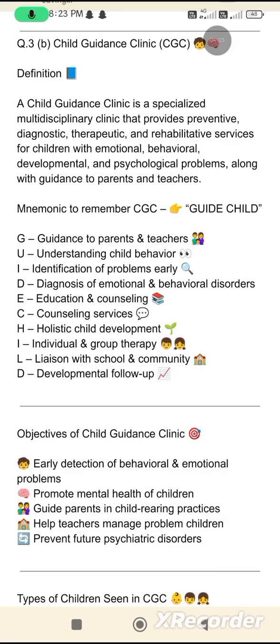What is Child Guidance Clinic? Child Guidance Clinic is a specialized multidisciplinary clinic that provides preventive, diagnostic, therapeutic and rehabilitative services for children with emotional, behavioral, developmental and psychological problems along with guidance to parents and teachers.